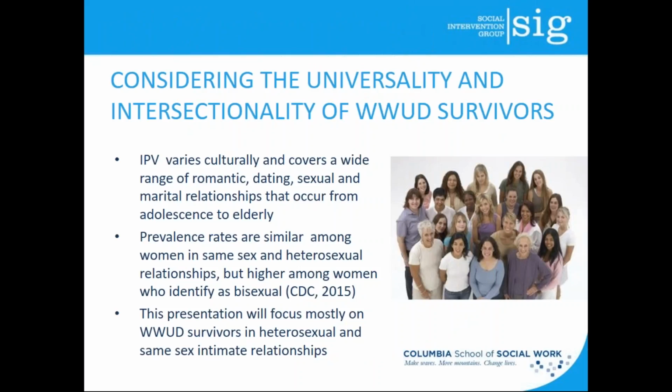So the other thing I want to mention is that I really want us to think about the universality and intersectionality of women who use drugs as survivors, and that types of intimate partner violence vary tremendously culturally and cover a wide range of romantic, dating, sexual, and marital relationships that occur from adolescence to elderly. If you think of a young woman who's hooking up with someone she's casually met through the internet and is under the influence of drugs or alcohol, her risks for potential sexual violence, all the way to an 80-year-old woman who's addicted to prescribed opiates, who's vulnerable to psychological abuse from her spouse.